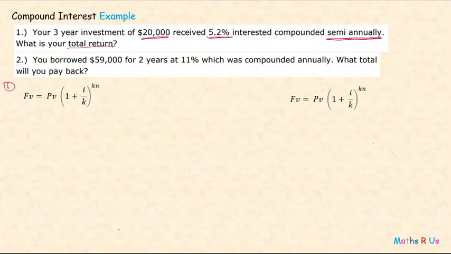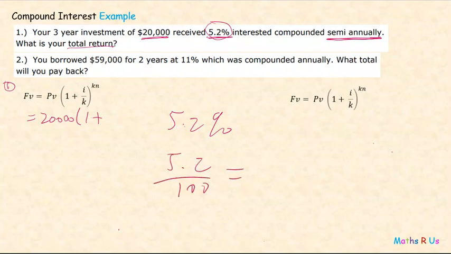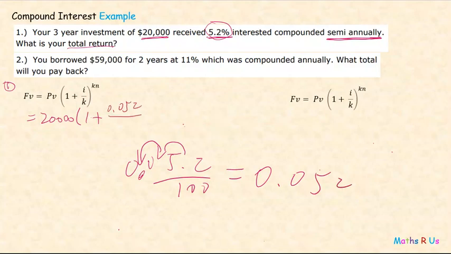What is your original amount? That's $20,000. And 1 plus the interest rate. What is your interest rate? 5.2%. 5.2% is equal to 5.2 divided by 100. Let's move the decimal point twice to here. It's equal to 0.052 over the time fraction. The time fraction is semi-annual. Remember, how many semi-annual periods in a year? 2. So that's why we divide by 2.